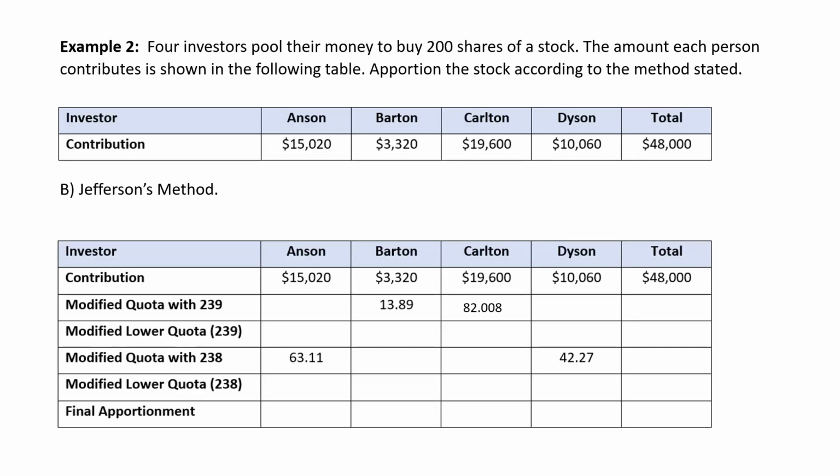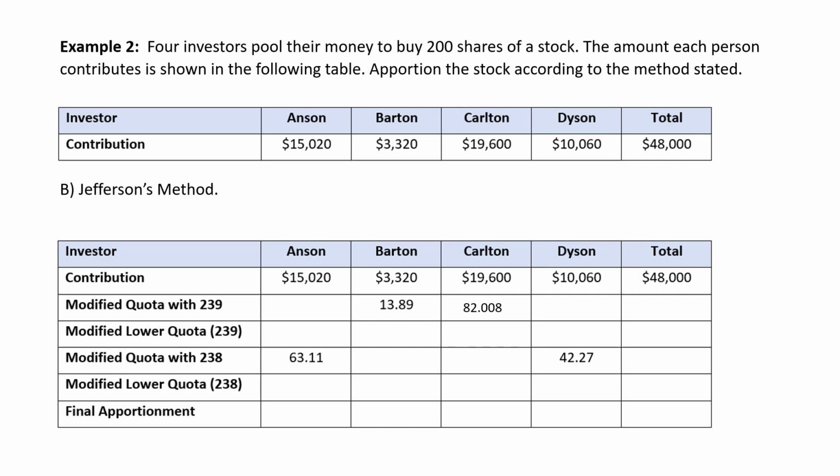Example: 4 investors pool their money to buy 200 shares of a stock. The amount each person contributes is shown in the following table. Apportion the stock according to the method used. The table shows Anson pitched in $15,020, Barton $3,320, Carlton $19,600, Dyson $10,060. Together, they're going to buy $48,000 worth of stock. I'm going to skip part A, which is Hamilton's method.